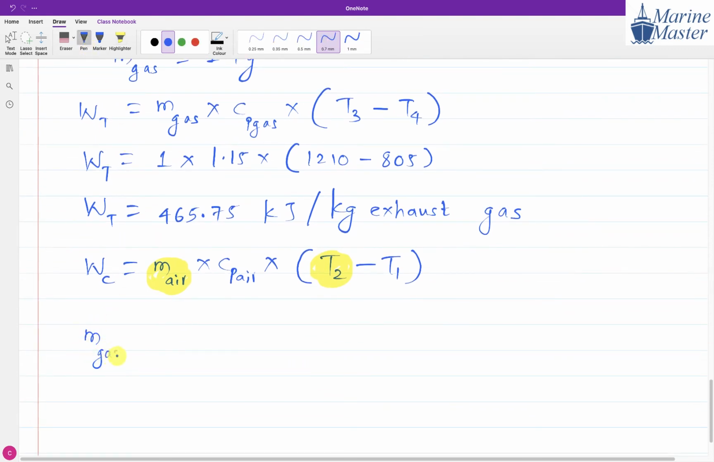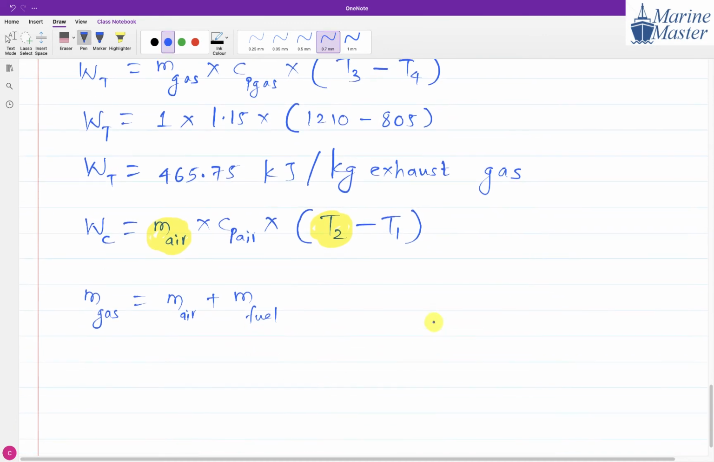Mass of gas is what we studied: mass of air plus mass of fuel. Gas consists of what? How do we get exhaust gas, guys? After the burning of air and fuel, the mass of air combines with the mass of fuel and we get the gas. Now try to see the scenario. One thing they have given us in the question is the fuel air ratio, mass of fuel divided by mass of air.